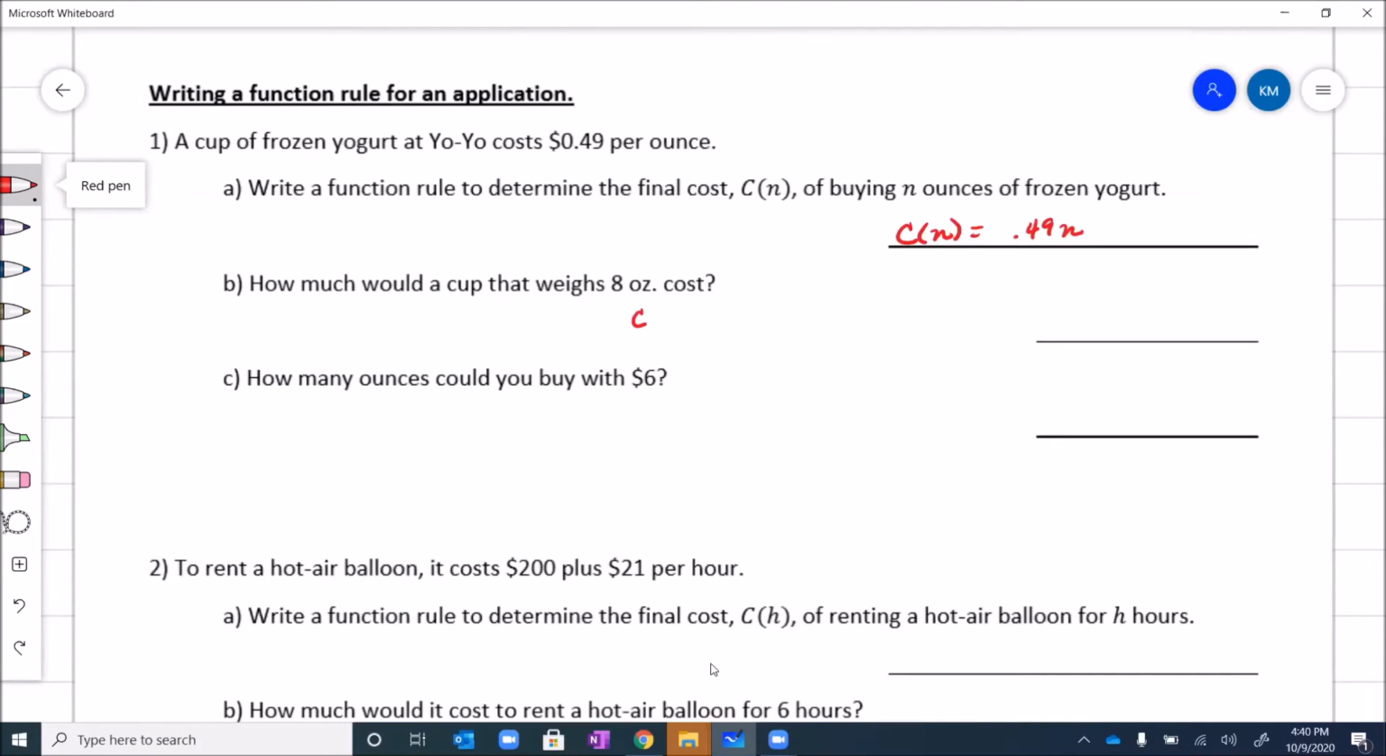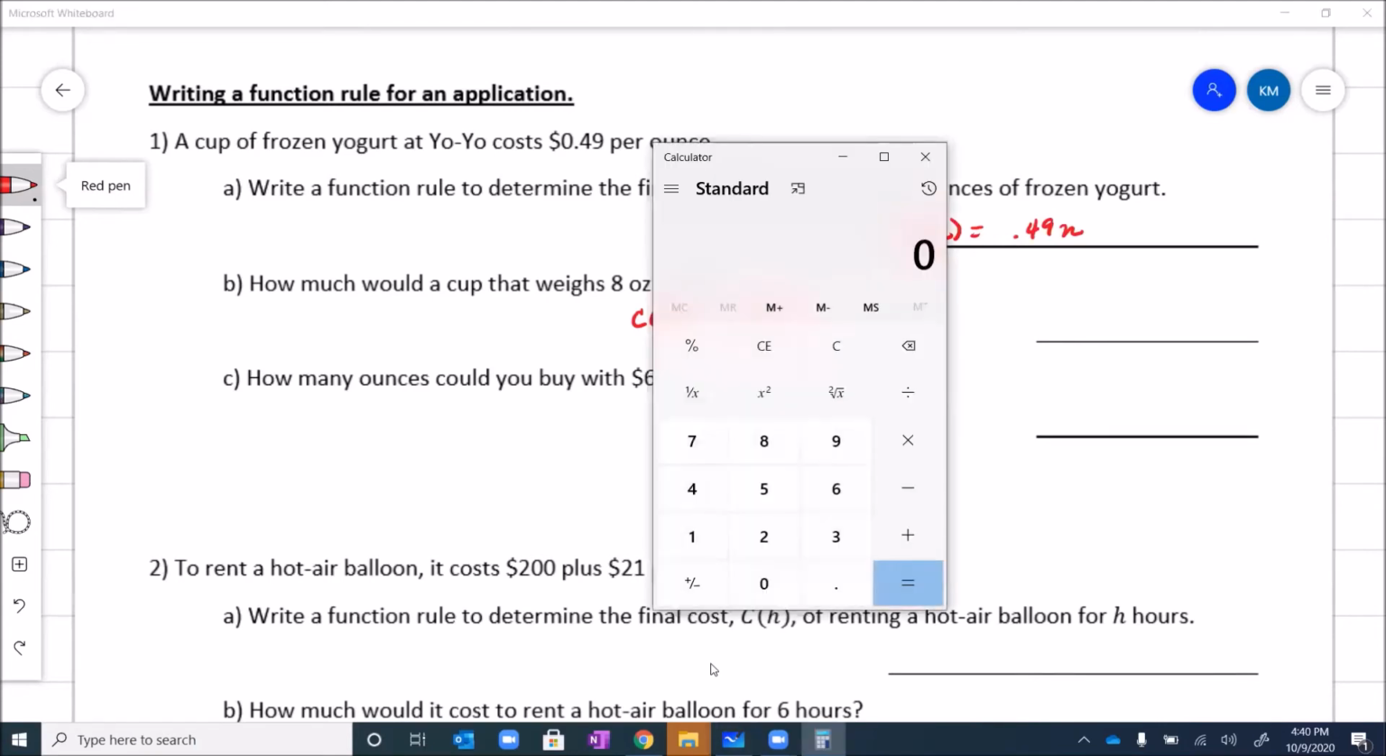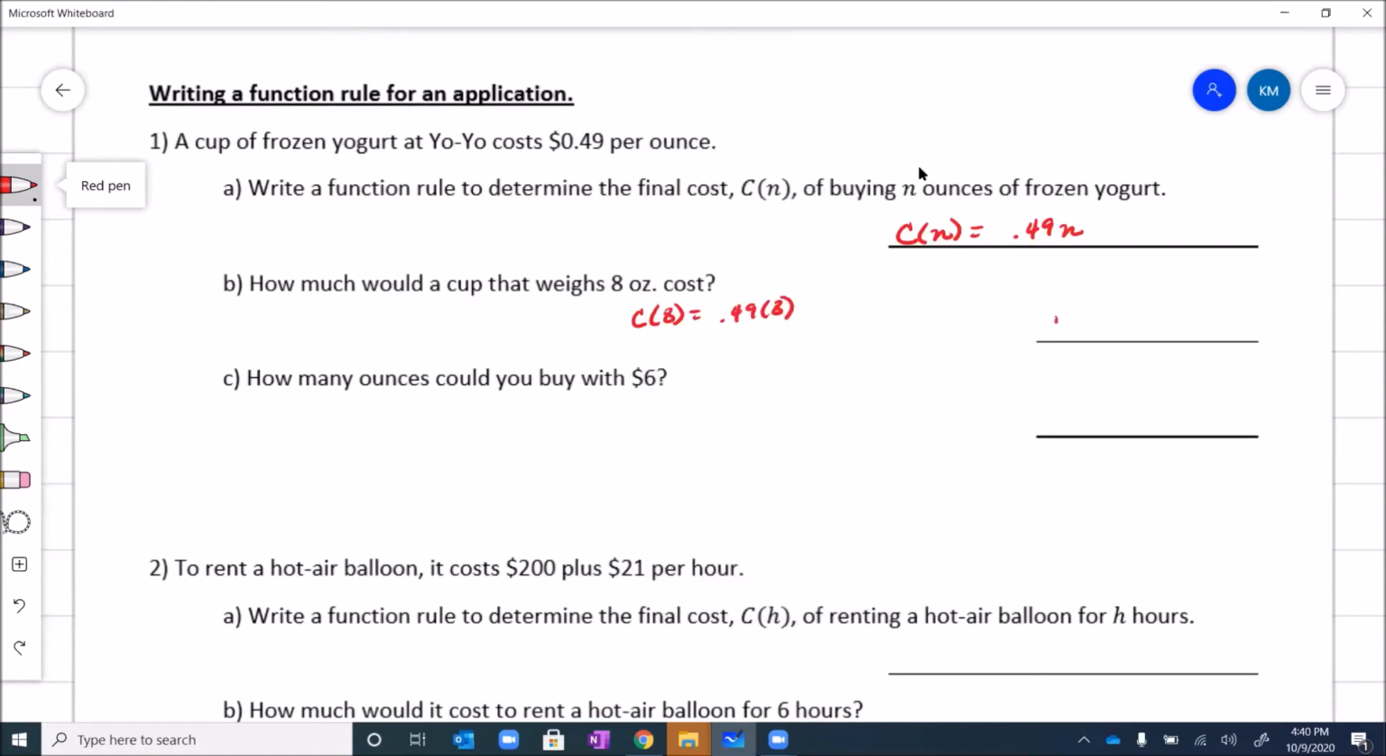We'll say cost of 8 ounces equals 0.49 times 8. Using my calculator, 0.49 times 8 gives us $3.92. So I'll say the cost of 8 ounces is $3.92. How many ounces could you buy with $6? So notice here that the $6 is our total cost. So I'm going to plug in the 6 for my cost, and the rest of the function stays static for right now, and we solve it.